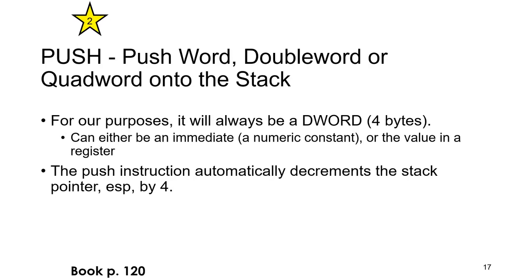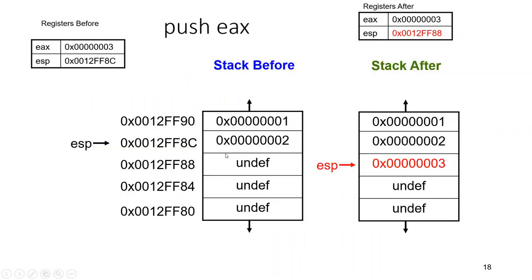Push operation is done on a stack. It will push the value you specify onto the top of the stack. Push word, push dword. You may see DWORD, which stands for double word. The push instruction automatically decrements the stack pointer ESP by 4. Why does it decrement? Because the stack grows from higher memory addresses to lower memory addresses.